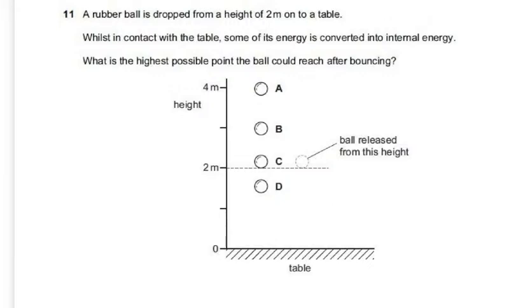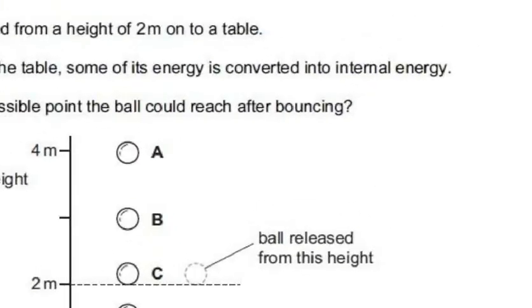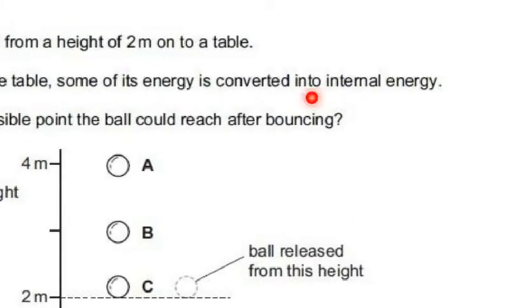All right, so what do we have here? We have a rubber ball that is dropped from a height of 2 meters and it lands on a table. While it's in contact with the table, some of its energy is converted into, and then they say, internal energy. Internal energy. What does that mean? It means that the inside of the ball absorbs some of the energy. So basically, this is a fancy way of saying heat. Some of the energy turns into heat. All right? That's all.